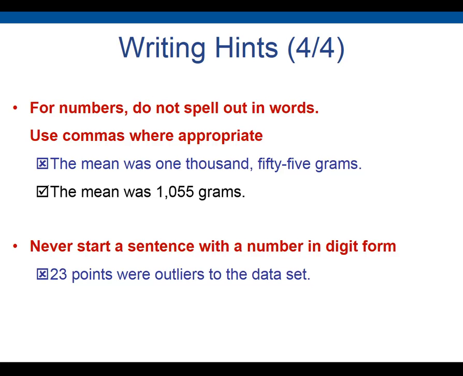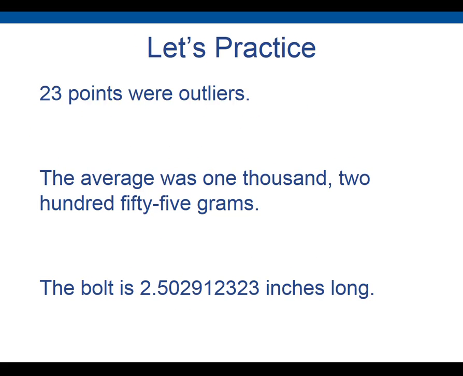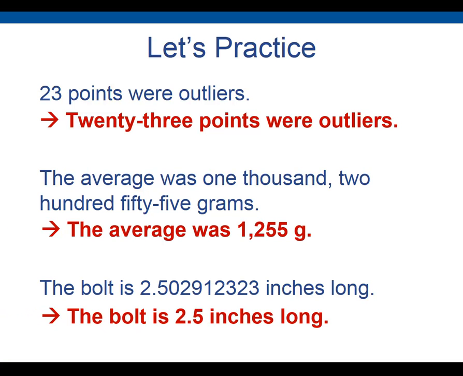Never start a sentence with a number. Twenty-three points, no. It should be: there were 23 points. So let's practice. Twenty-three points were outliers. The average was twelve hundred fifty-five grams. Use numbers. And what is the problem with the last sentence? It's way too long, right? So use a significant figure. The board is 2.5 inches long.